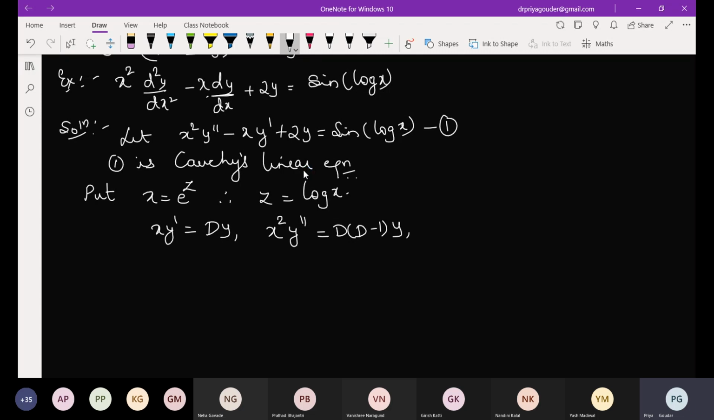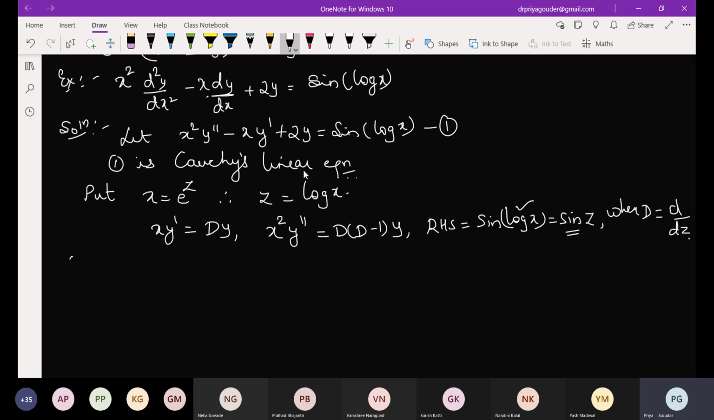Now here you can take the RHS separate and substitute. So what is RHS? Sine of log x, right? So this becomes sine of z, since log x is z. You need to convert your function of x in terms of function of z. This is compulsory. What is D? Capital D is d by dz only, so that all your first answers will be in terms of z. Convert in terms of x later.